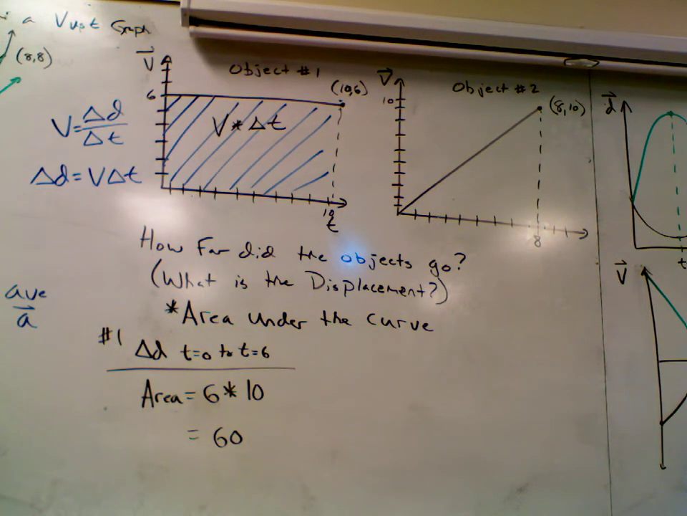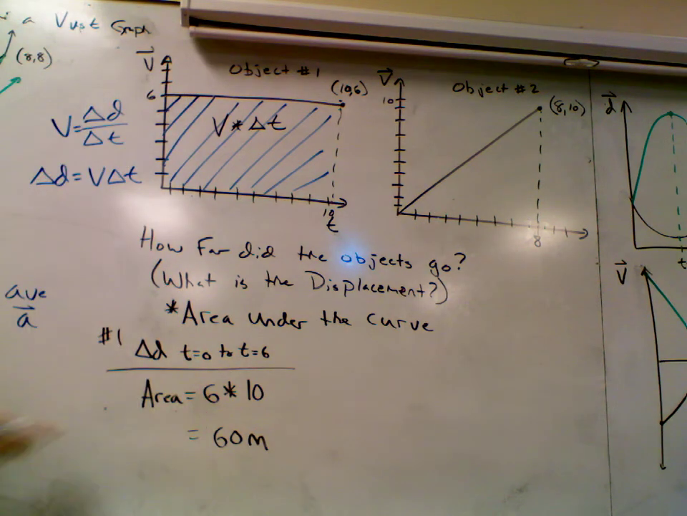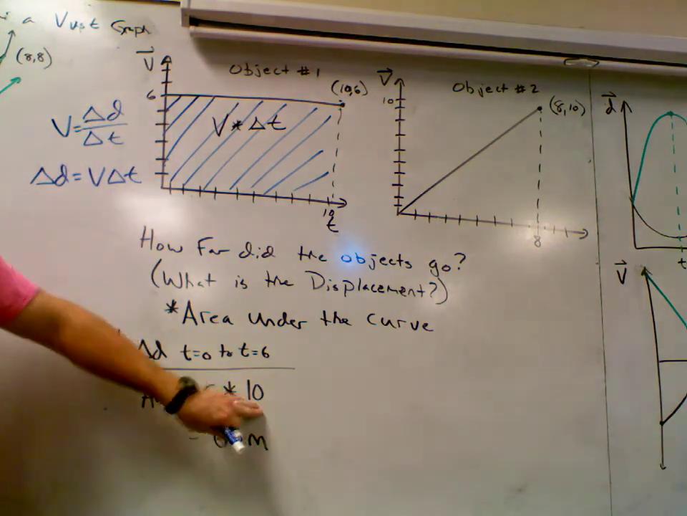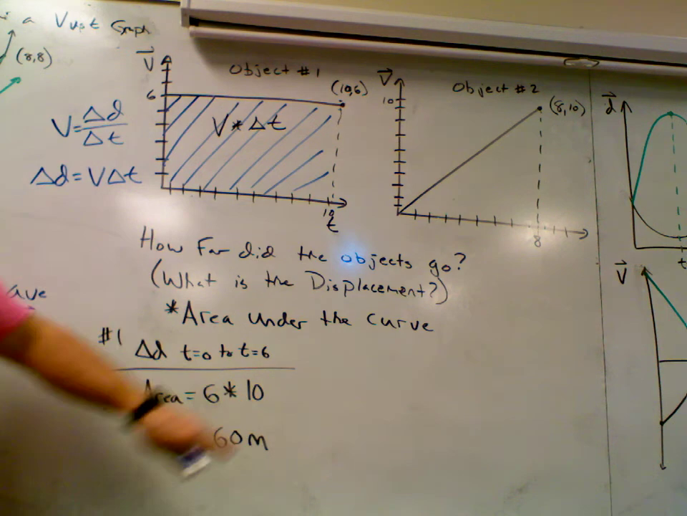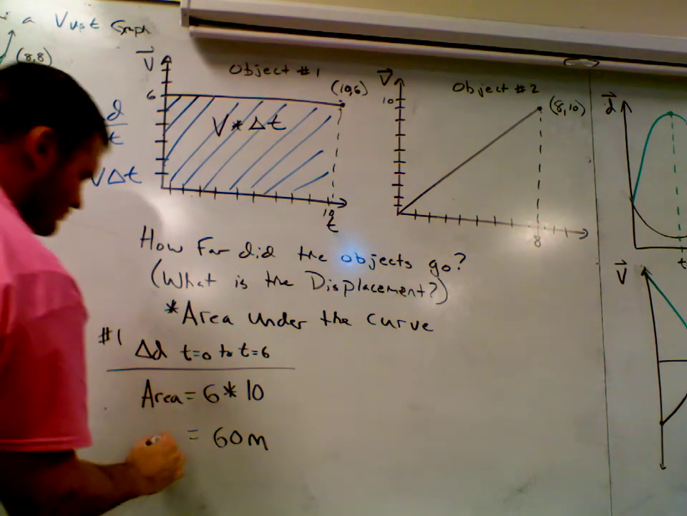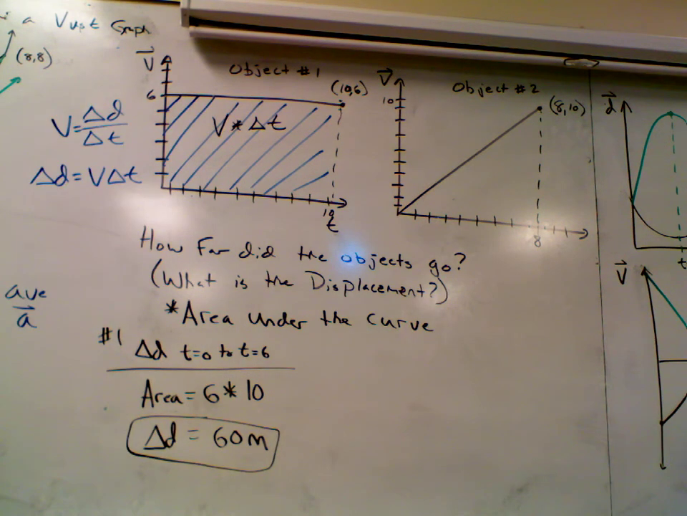Meters per second squared? Nope, meters. Because 6 is in meters per second, the velocity, and 10 is in seconds. Meters per second times seconds makes meters. The seconds cancel themselves out, just meters. So our change in position is 60 meters.